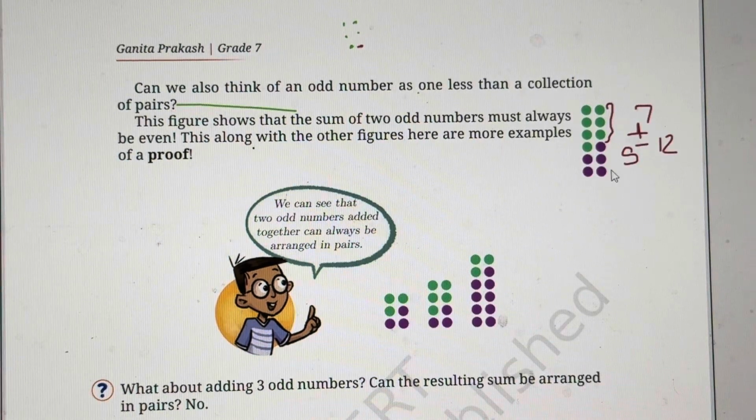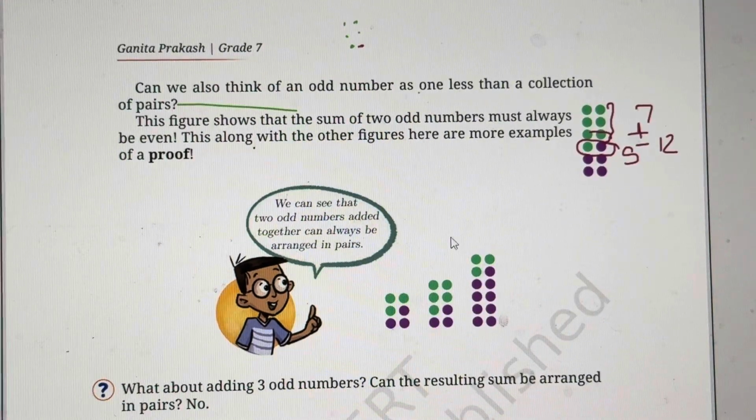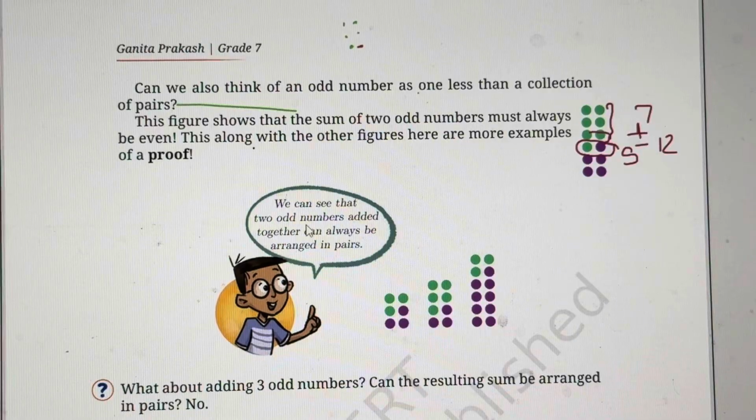Now why are we getting an even number? Because one is left over from here and one is left over from here. They together make a pair. All others are already a pair. So here one was less, here also one was less, so they together made a pair. That's why it becomes an even number. Right? Such a nice way of explaining why two odd numbers add up to even numbers.